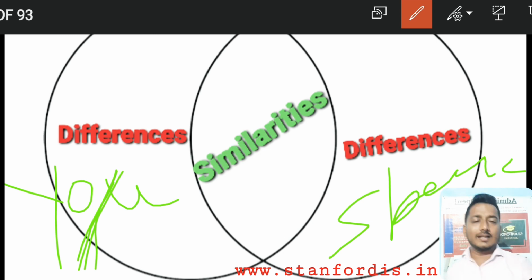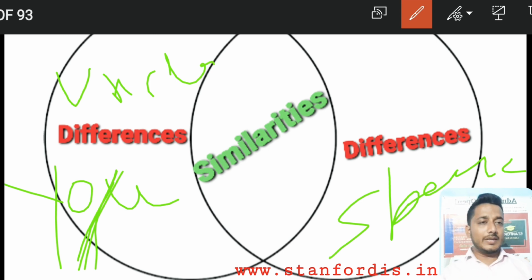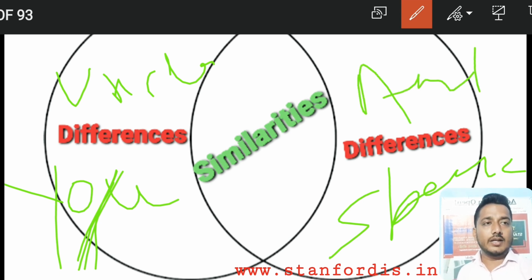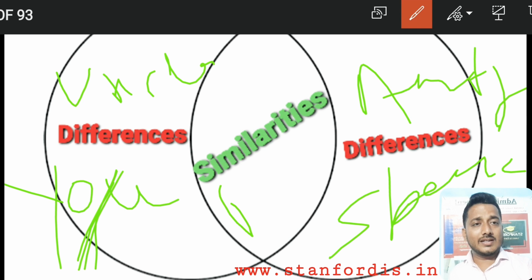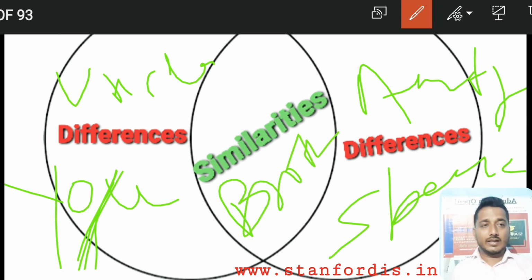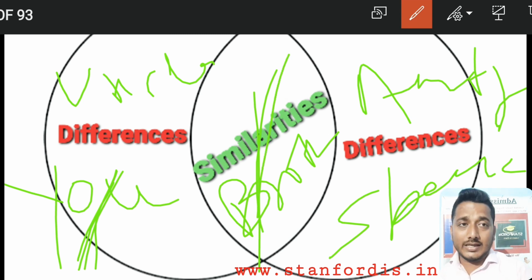you have an uncle in your family, so you write uncle here. And suppose the speaker's family doesn't have an uncle, they have only an auntie, but you don't have an auntie, so you write auntie here. Did you understand? But you both have brothers, so brother is very common, similar, so you write brother here in between. So whatever is common you are going to write in between, like brother, you and the speaker, both the families have brothers, so you're going to write the common thing in between, brother.